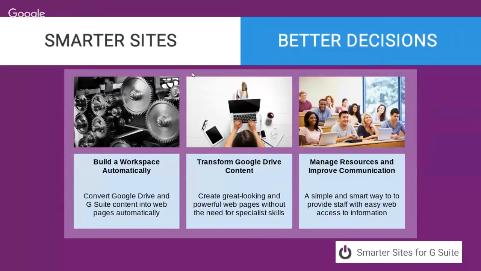So OverDRIVE is designed for organizations using Google G Suite, and this is because it's deeply integrated with G Suite and lets you create a website or a portal automatically from content in Drive and elsewhere within G Suite, as you'll see. With OverDRIVE, you can create great looking web pages without the need for specialist skills. You simply choose from a wide range of page types to suit your content and your audience, and you'll see this as we go through the demonstration.